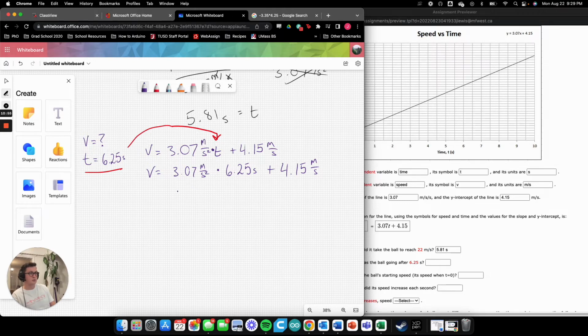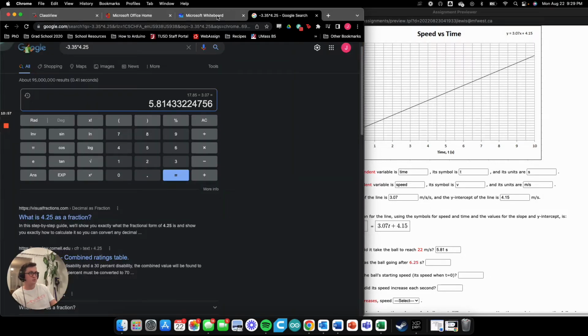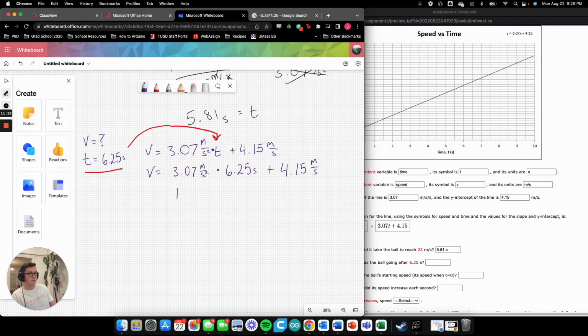So when we multiply these, we're going to get, what is it? 6.25 times 3.07, 19.1875. And when you multiply units together, they just sit together. So meters times seconds divided by seconds squared, plus 4.15 meters per second.